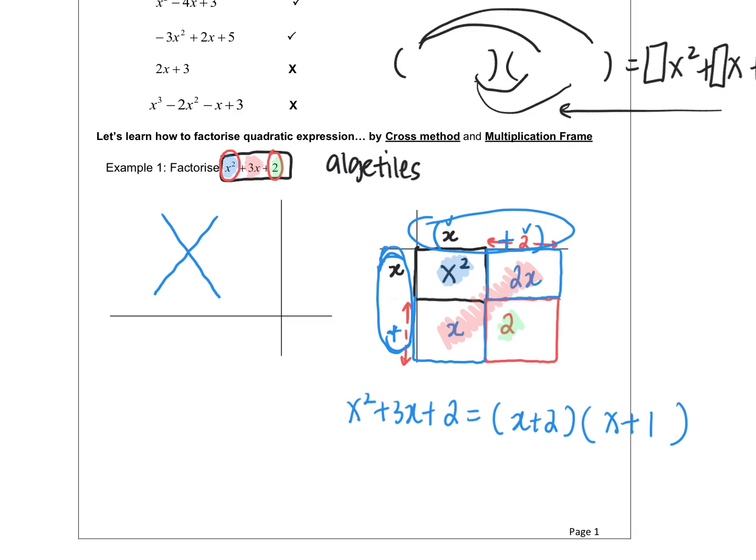Same thing, the x squared term goes here. So what times what gives you x squared? x times x gives you x squared. Okay, this number 2 goes here. So what times what gives you 2? 2 times 1 or 1 times 2, doesn't matter.